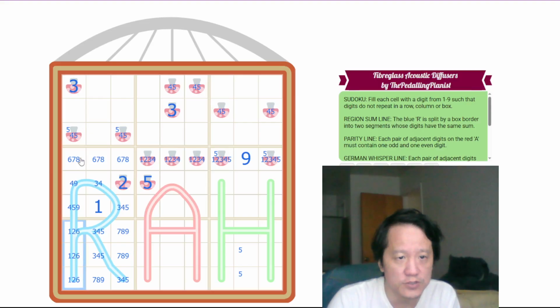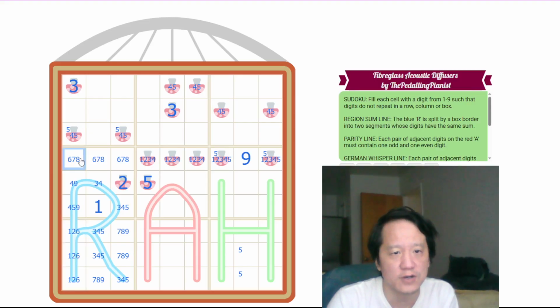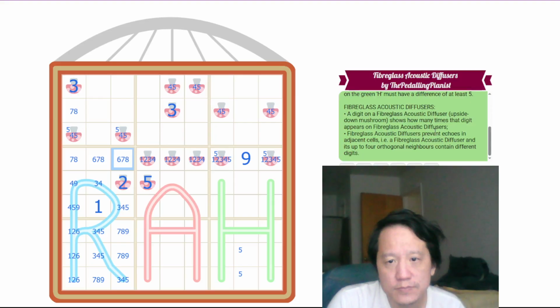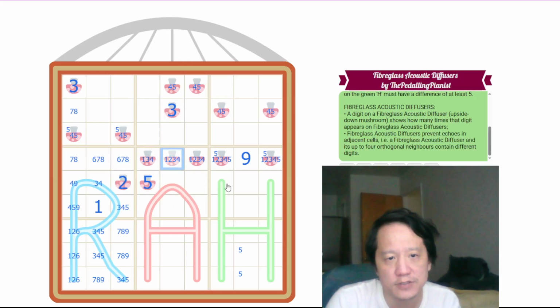So this 1, 2, 6 triplet eliminates 1, 2, 6 in the rest of the column, so this can't be 6, 7 or 8. I should have talked about what an orthogonally connected neighbor is. Anyways. This is 5, this is 2, so this cannot be 2 here. 3 eliminates 3 here.